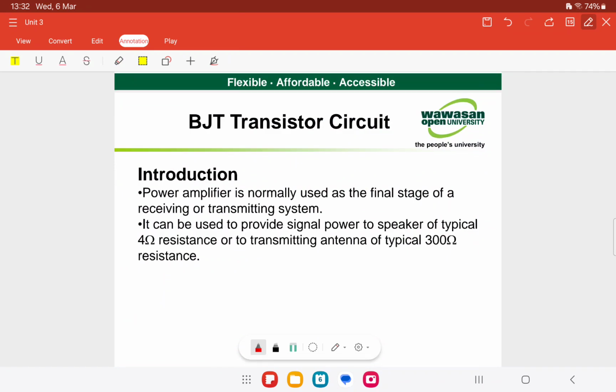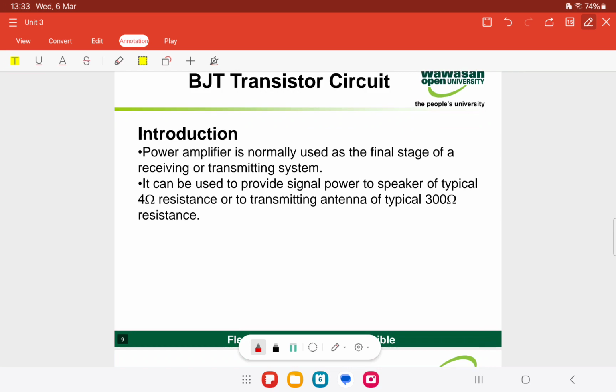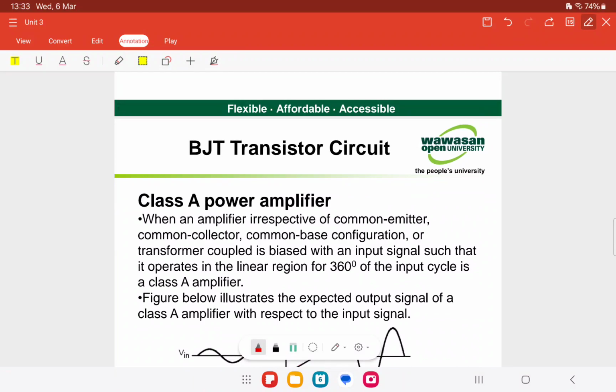A power amplifier is normally used as the final stage of a receiver or transmitter. Ideally, a power amplifier would deliver 100% of the power it draws from the DC supply to the load, but in practice this can never occur because some components of the amplifier dissipate power. Like I mentioned previously, power efficiency equals P out over P DC multiplied by 100, or AC output power over DC input power, multiplied by 100.